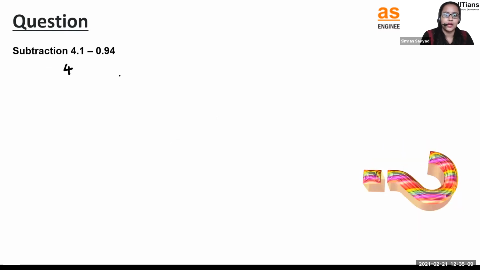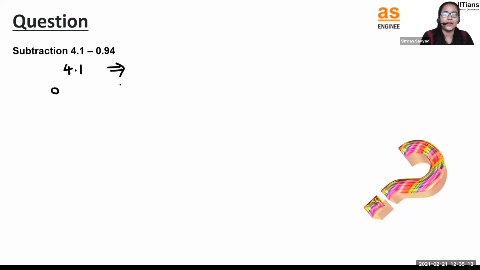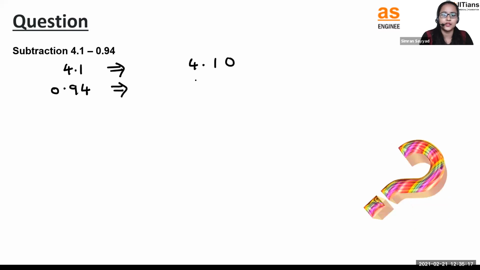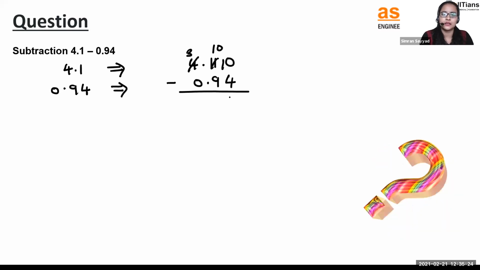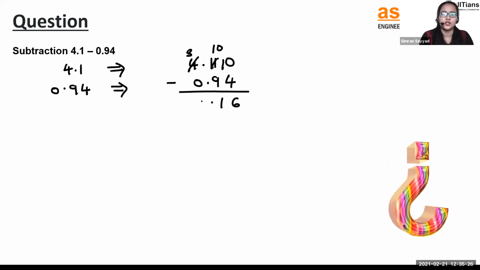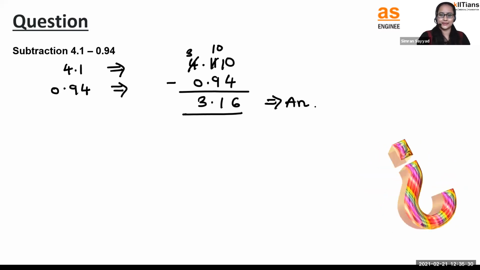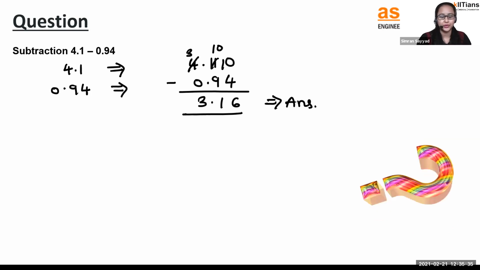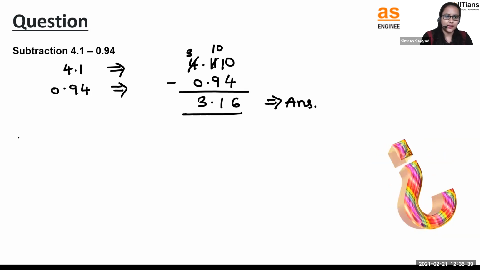The next question. 4.1, and the next term is 0.94. Again, we need padding. So 4.10 minus 0.94. Again, this becomes 3, this becomes 10. So 6, 1. So your answer is 3.16. Understood? Understood how to do the addition and subtraction? Okay. Let's take one more example.